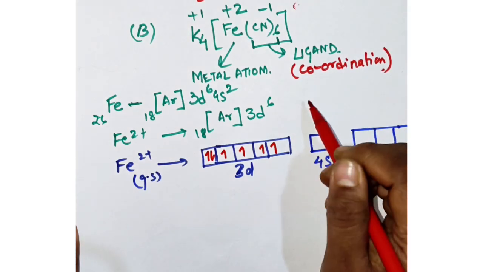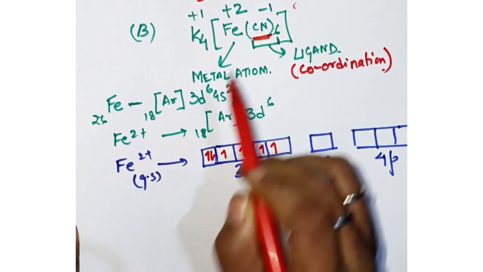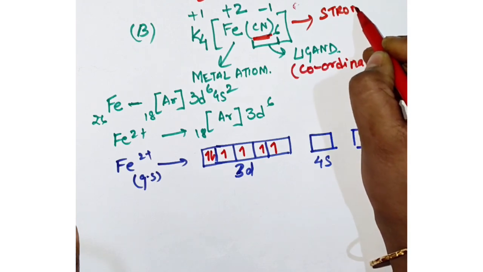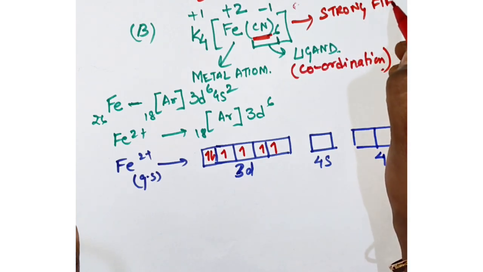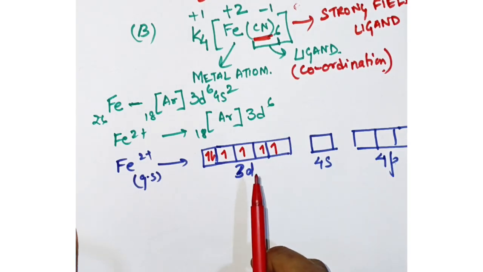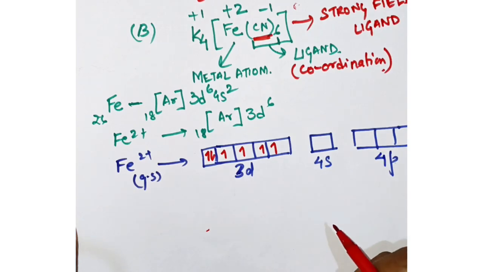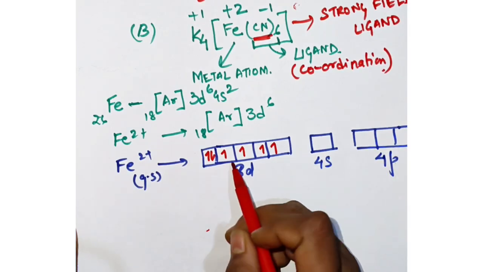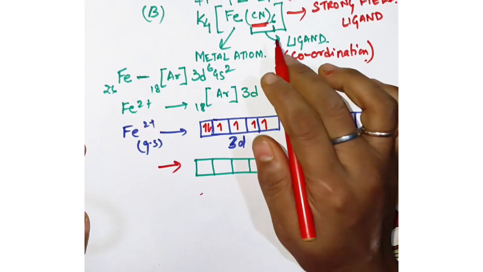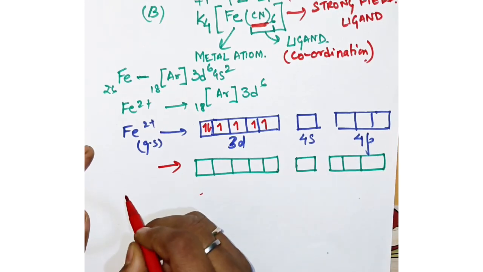Our compound is [Fe(CN)6]. So our compound contains the cyanide ion, and the cyanide ion is a strong field ligand. Whenever you have a strong field ligand, it forces the unpaired electrons to pair up in the molecule. This is the difference between strong field and weak field ligands. A weak field ligand does not force the electrons to pair up, whereas a strong field ligand will force the electrons to pair up.